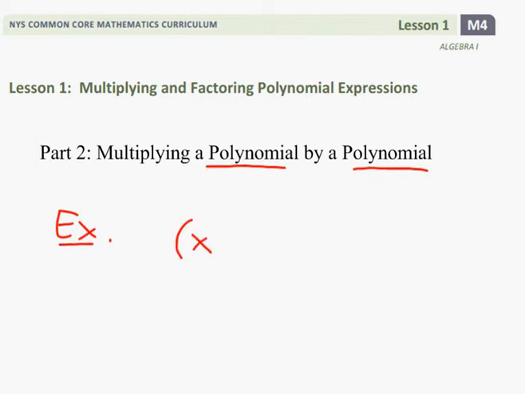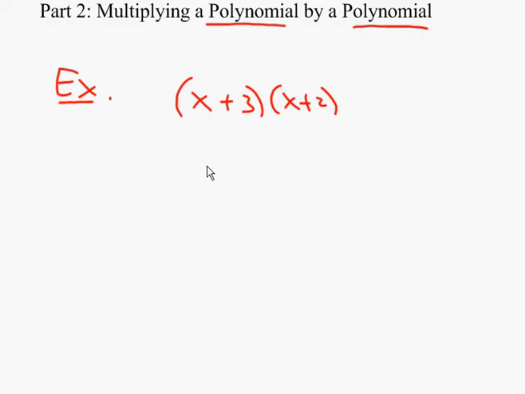So let's think if we had x plus 3 times x plus 2. And what I'd like you to think of is this as an example of using the distributive property twice. If I'd asked you to do x times x plus 2, you would have no problem knowing that the x has to get multiplied by the x and the 2. We used what's called the distributive property, and we get x squared plus 2x.